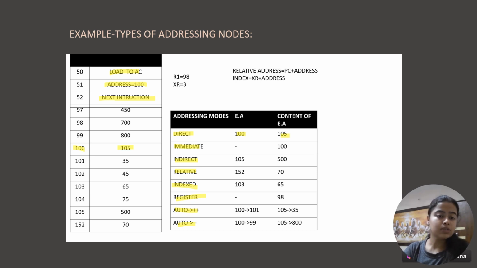Moving on to the next one, the immediate addressing mode. As I told you, it is going to use the operand explicitly in the instruction. So here it is not going to go any further. The address, whatever it is having, the value 100, is stored here as it is.